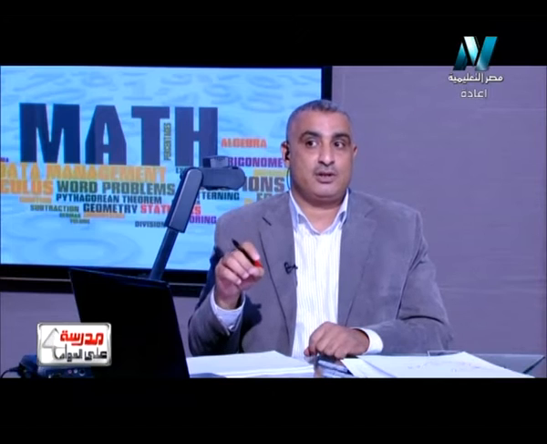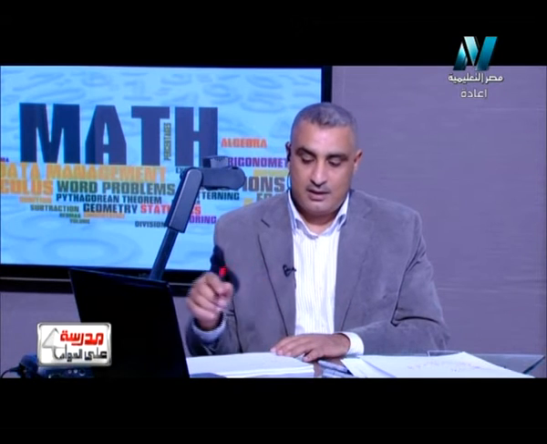طيب احنا كنا بنتكلم عن البرسنتج. As we said before, percentage is a ratio with second term equals 100. As we explained before, 21 over 100, just 21 percent. 21%.